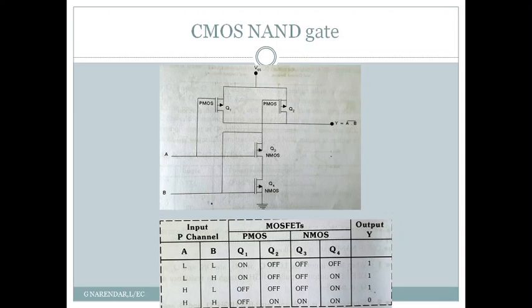Next we look at CMOS NAND gate, the circuit and its working. So here in this slide we have shown the circuit of the CMOS NAND gate.